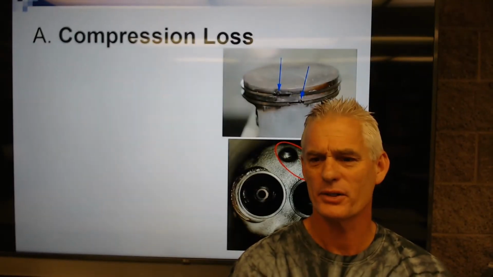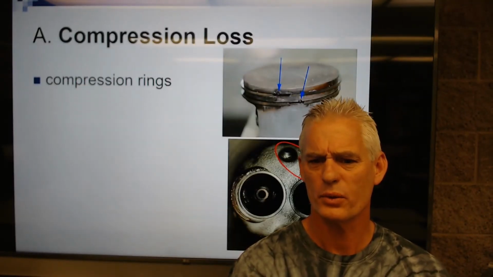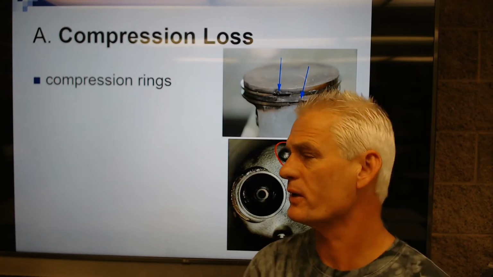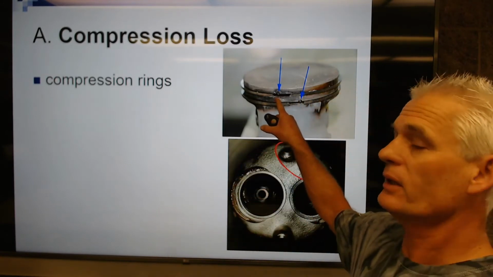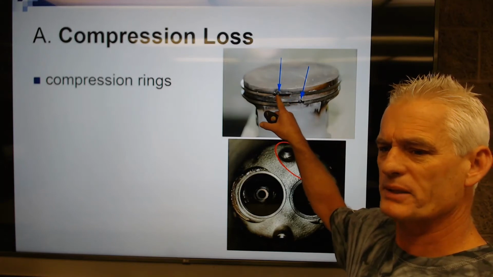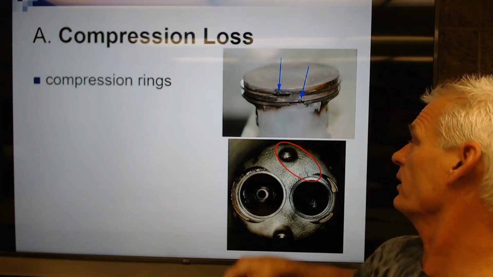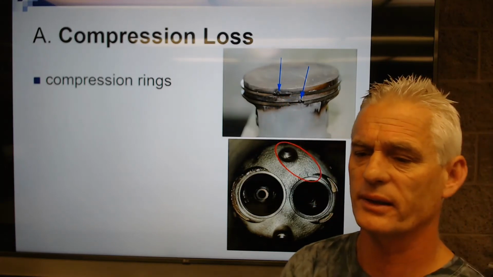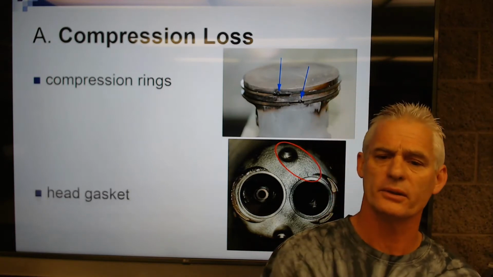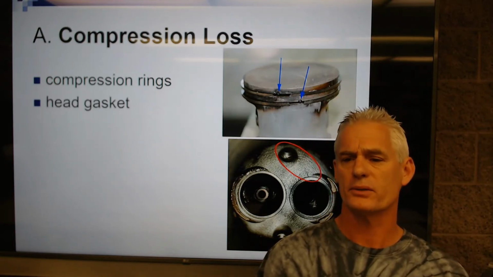Let's talk about compression loss. So what are our sources of compression loss? Well, we've got compression rings, as you can see right here, where it's broken out the piston ring and the piston ring land, and obviously you're going to have a compression loss there. So compression rings are really important when we think about compression loss.